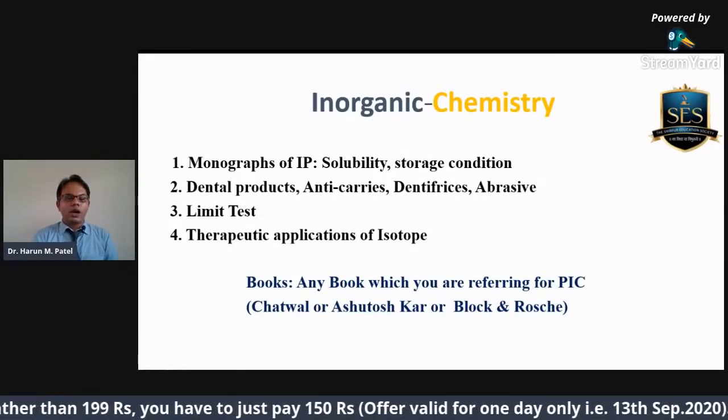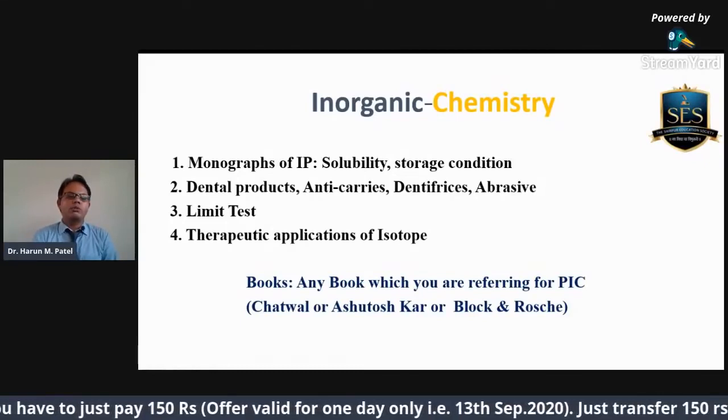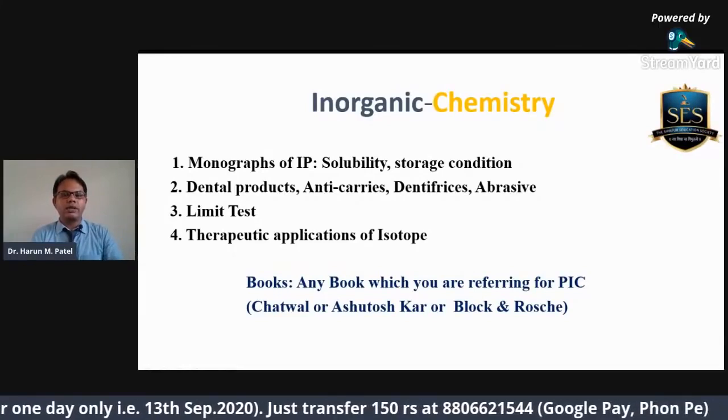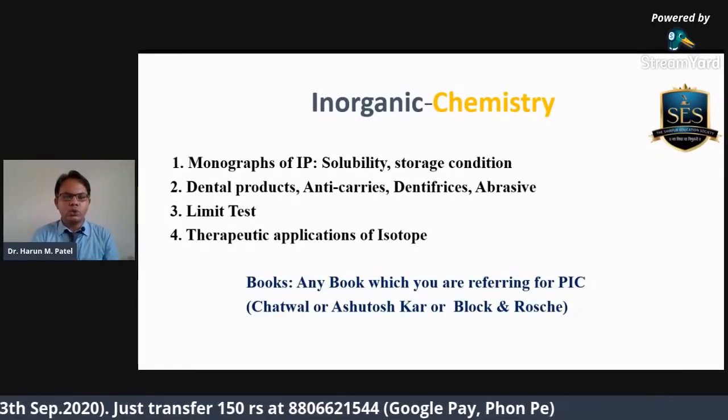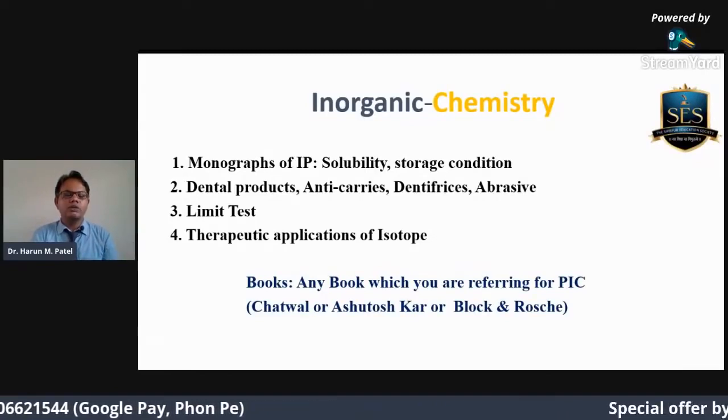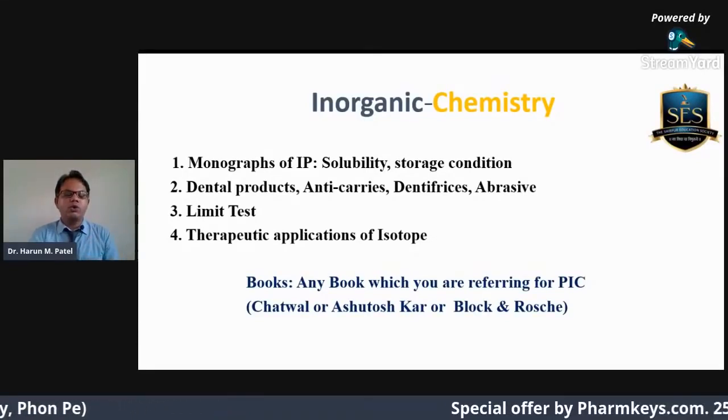In the IP monograph, you must read. In the IP monograph, they have given the solubilities. There are 3 to 4 categories of solubility, like sparingly soluble, very soluble, soluble. So they ask what is the meaning of soluble, what is the meaning of sparingly soluble. This is given in the monographs of IP.